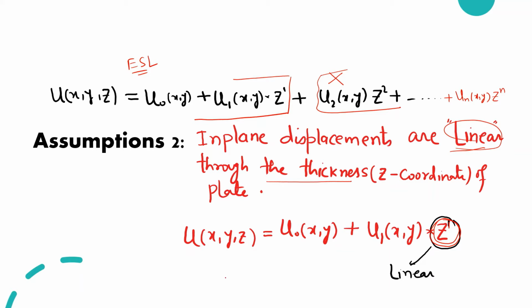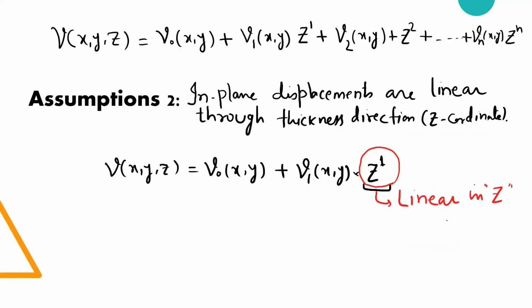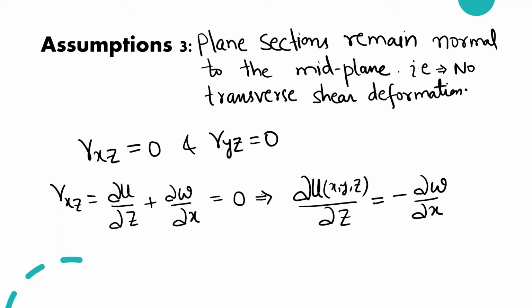So u of x, y, z equals u naught of x, y plus u1 of x, y into z to the power 1. Now similarly, v of x, y, z would also be the same. So in-plane displacements are linear, so these would be the same. Now assumption 3: what is assumption 3? Plane sections remain normal to the mid plane, that is, no transverse shear deformation occurs, or we can say gamma xz equals 0 and gamma yz equals 0.